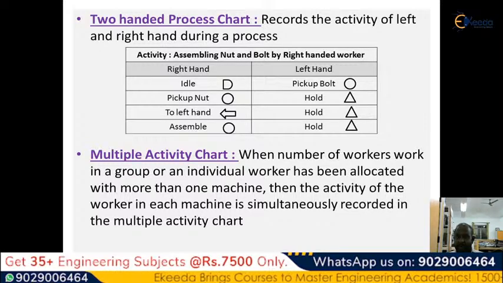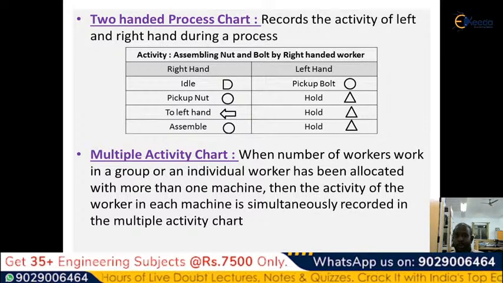Now the nut you have to take. So obviously you are going to use the right hand to take up the nut. So you are going to take up the nut by the right hand. At that particular time, with the bolt, your left hand will be idle. Now, your nut and bolt are available.